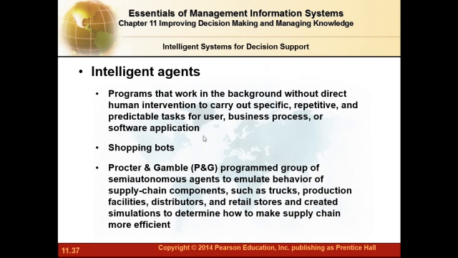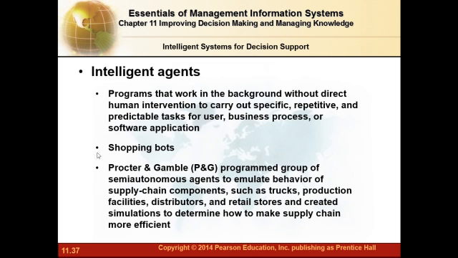Now let's look at the intelligent agent. An intelligent agent is a program that works in the background without direct human intervention to carry out specific, repetitive and predictable tasks for a user, business process or software application. In other words, intelligent agents carry out repetitive tasks for a user or system. The example is the shopping bot. Shopping bots are an example of an intelligent agent.